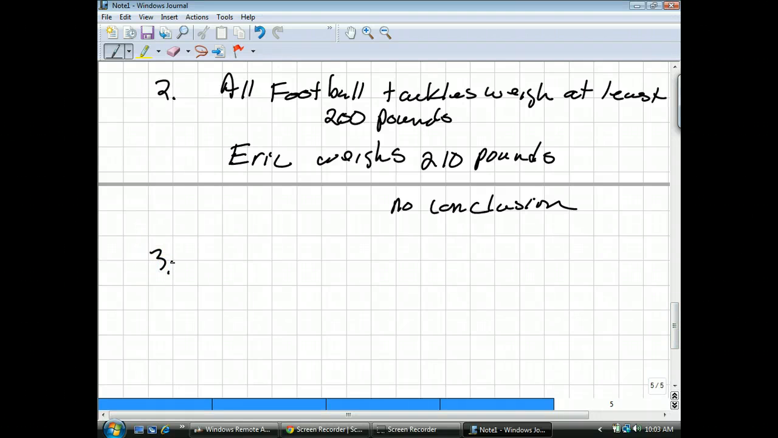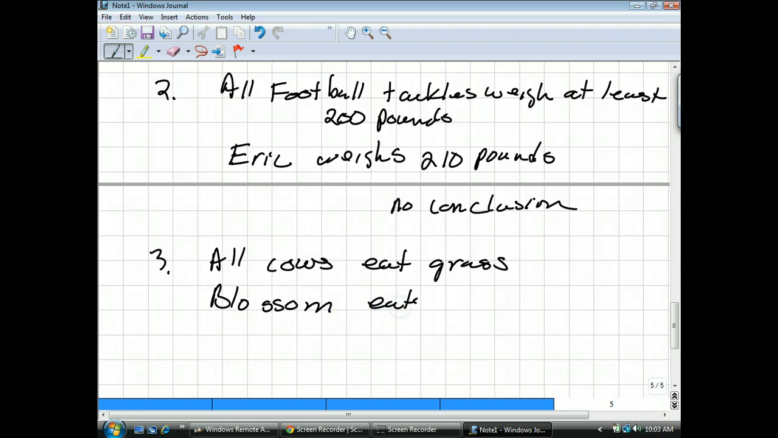Example 3. All cows eat grass. Blossom eats grass. This is another example of no conclusion, because cows are not the only animals that eat grass. Blossom could be a goat. Blossom could be a donkey, okay? So this is an example of no conclusion.